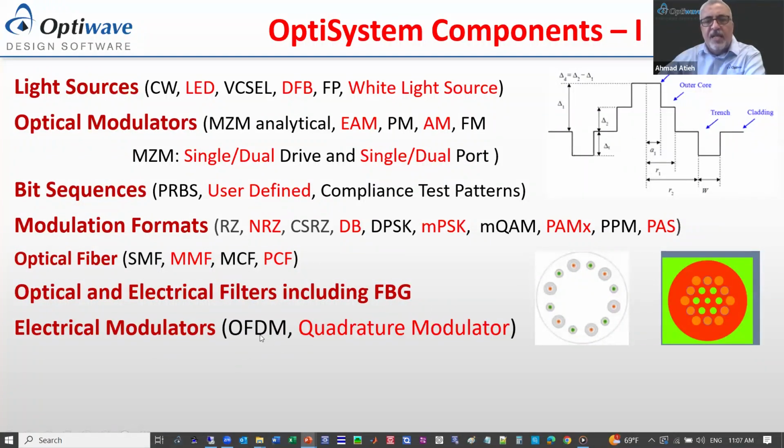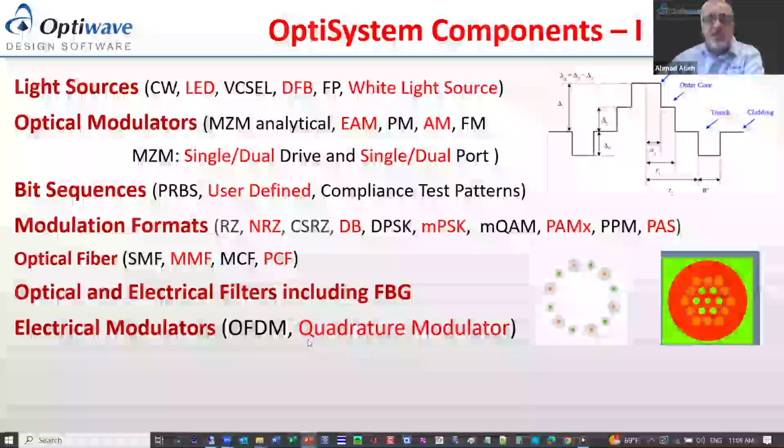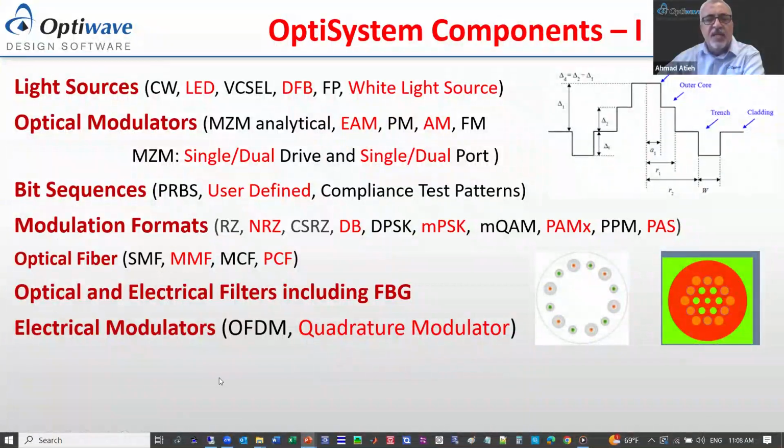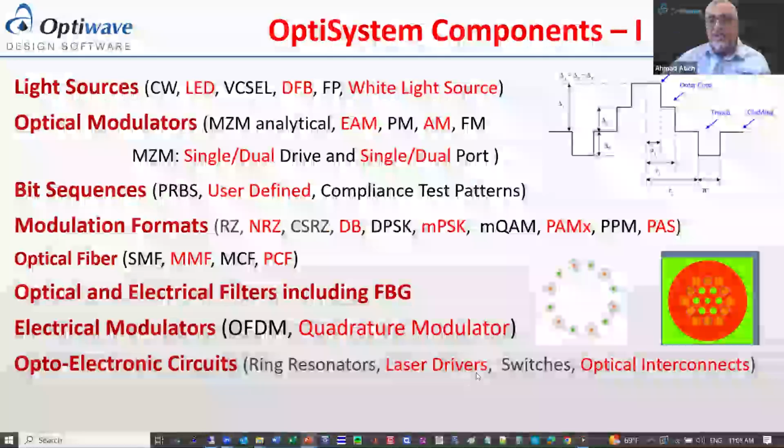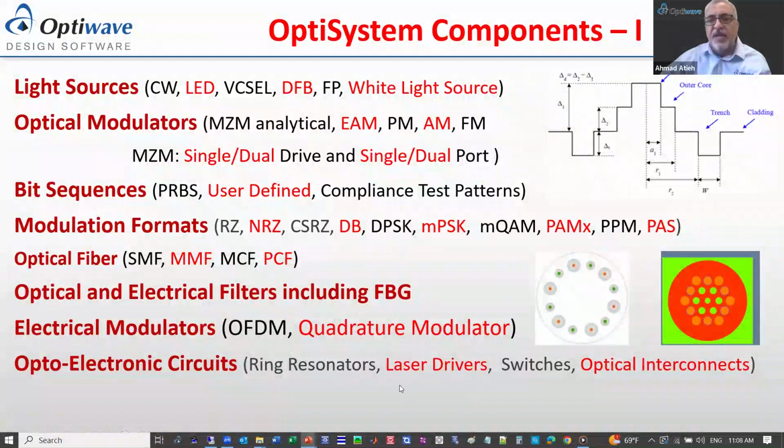There are modulators like orthogonal frequency division multiplexing modulators and quadrature modulators, which enable you to set up your frequency at any intermediate frequency. There are electro-absorption and electro-optics circuits, exploiting the integration between OptiSpice and OptiSystem, which allows you to build ring resonators, laser drivers, and optical interconnects and switches.